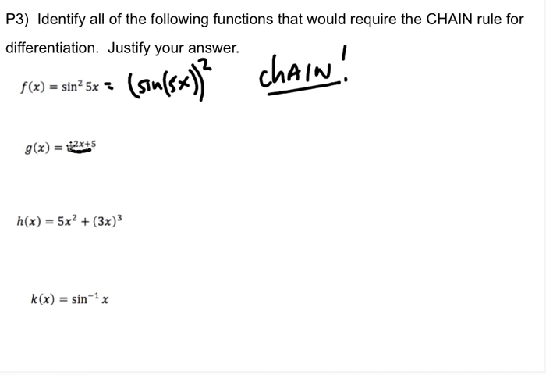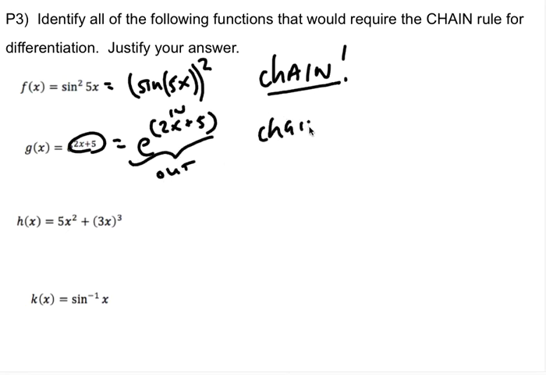Same thing here. I have a function inside my function, right? This is e to the 2x plus 5. 2x plus 5 is the inside function. This is my outside function. This is also definitely a chain, right?